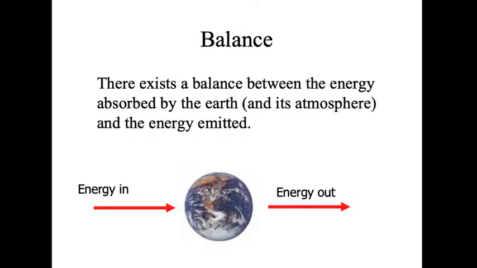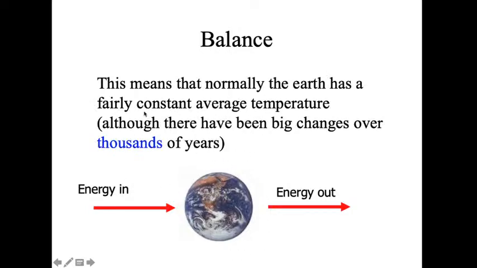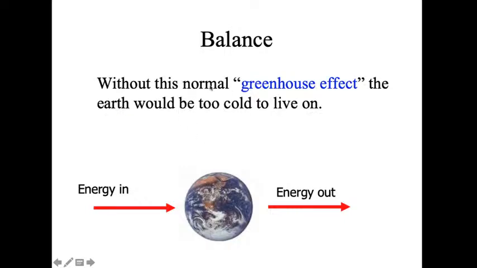So there's a balance between the energy absorbed by the Earth and its atmosphere and the energy emitted. So if we kind of disrupt that balance, bad things will happen. So normally the Earth has a fairly constant average temperature. There have been big changes over thousands of years, which we know as ice ages. So without this normal greenhouse effect, the Earth would be too cold to live on, right? We looked at that. Without an atmosphere, the Earth would be minus 18 degrees Celsius on average, and we would have all ice, no water, no life.